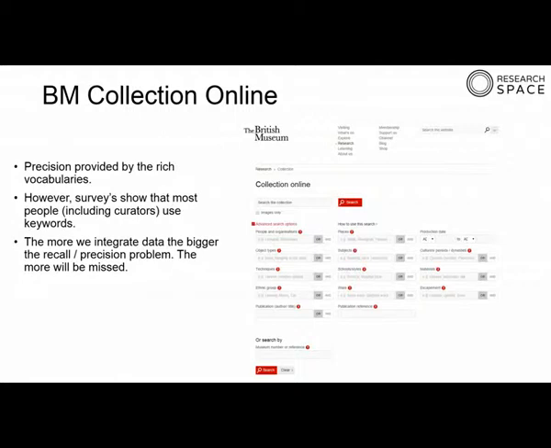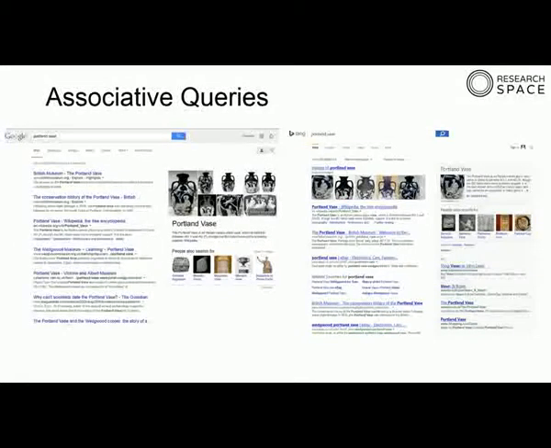This is where people would get a certain amount of precision by using our vocabularies. But as I say, surveys show that most people don't use any of this. Most people don't use advanced searches at all, including our curators. And as I say, the more data we integrate into this, the bigger the problem.